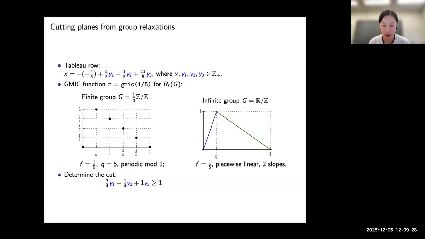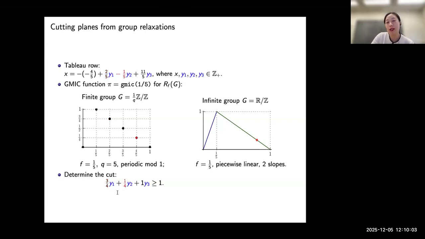Now, these all come from the textbook, and we can now apply the function pi to the coefficients in the tableau row in order to get coefficients for a valid cut. For instance, we take the coefficient in front of y1, which is 2/5, and look up the function value pi at 2/5. It is, on both sides, 3/4. So we get the coefficient of y1 in the cut. The first term is 3/4 y1.